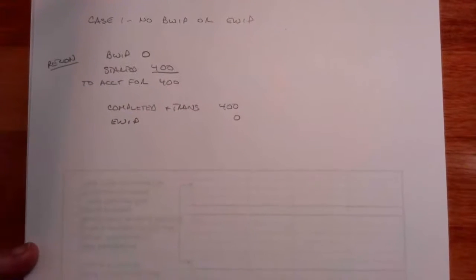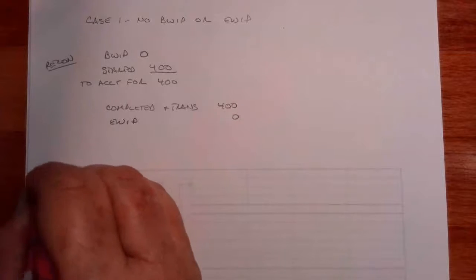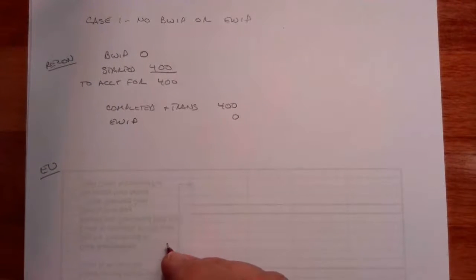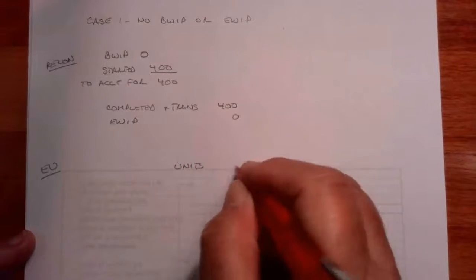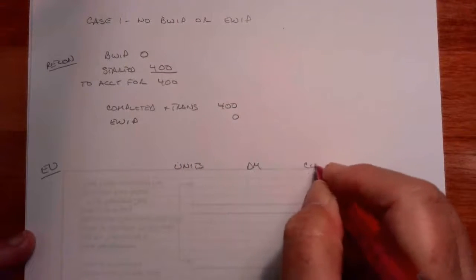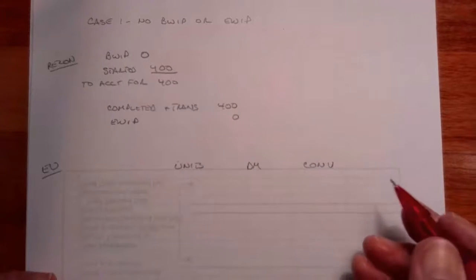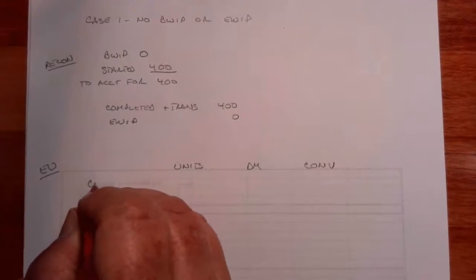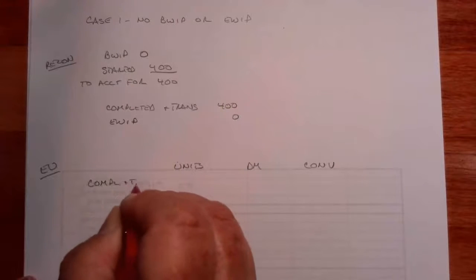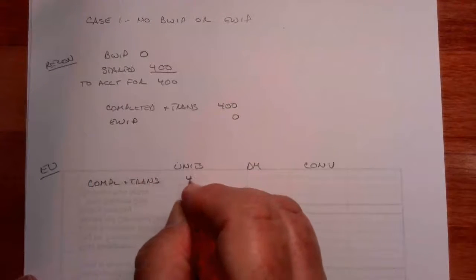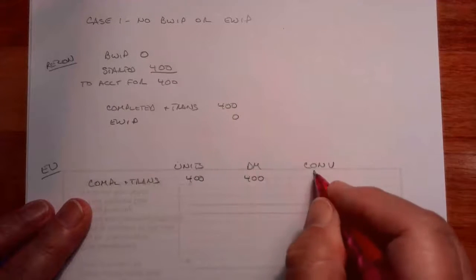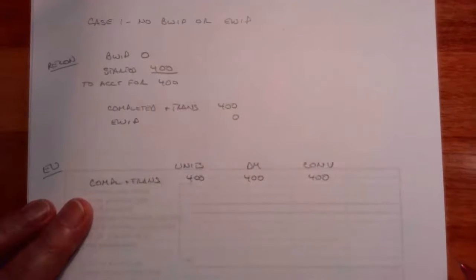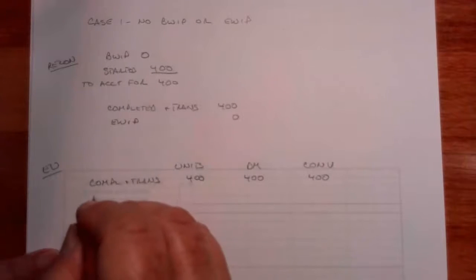Okay, so the first thing we're going to do is figure out our equivalent units. So we're going to have, say, a column for units, and then direct material and conversion. Okay, because sometimes we'll have partially completed units. So we're going to start out with completed and transferred 400 units. Now, completed units are 100% complete for material and 100% complete for conversion. So they're totally complete. And in this case, we don't have any ending work in process.